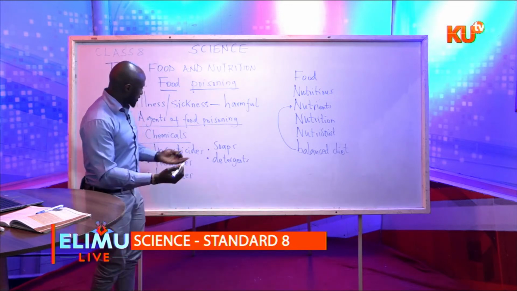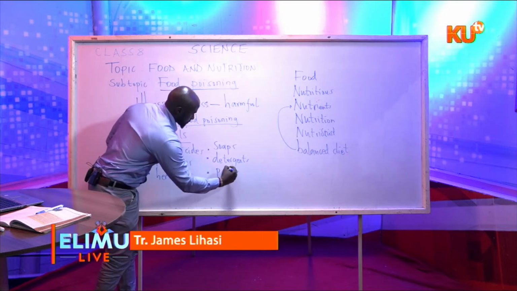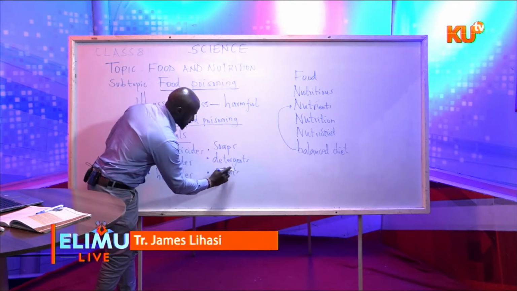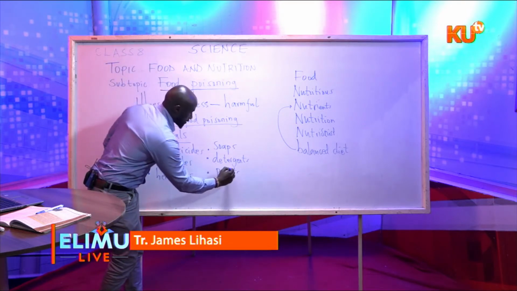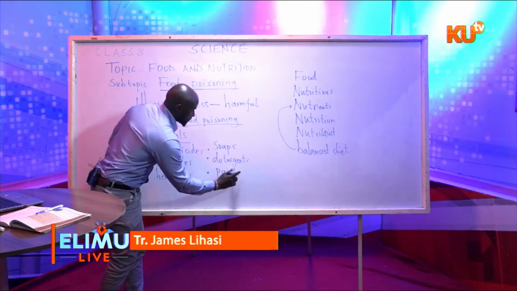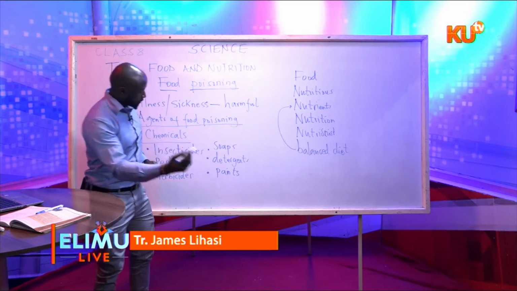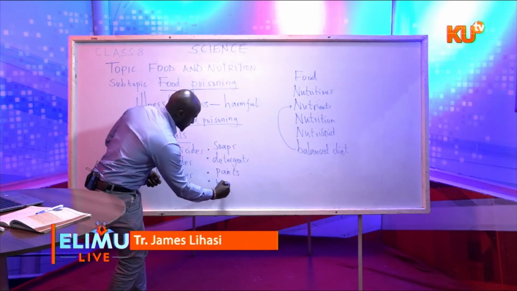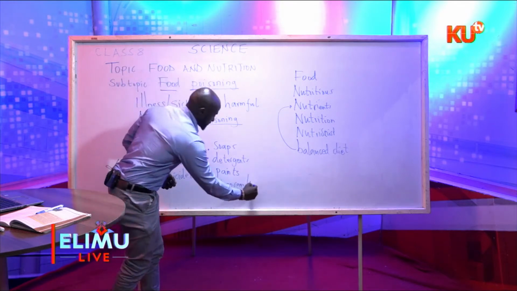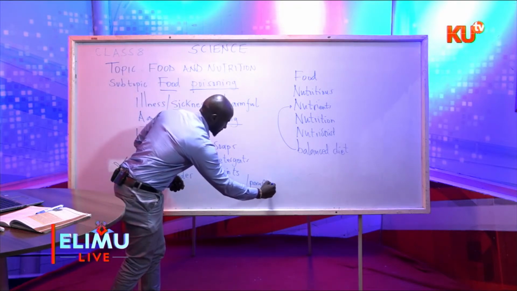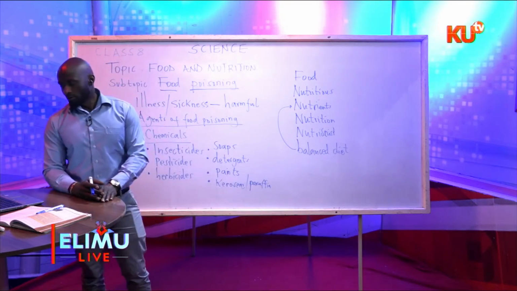On the same note, we have things like paints. Also some of the chemicals found at home, and if they find their way into the food, then definitely we shall experience food poisoning. We also have kerosene. Some books will refer to it as paraffin. Basically, these are some of the chemicals found at home.